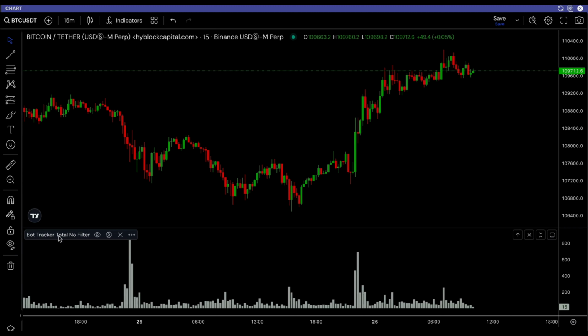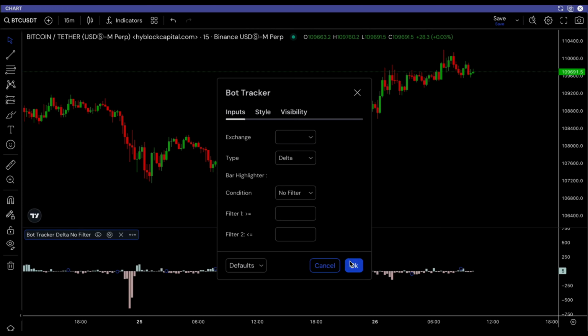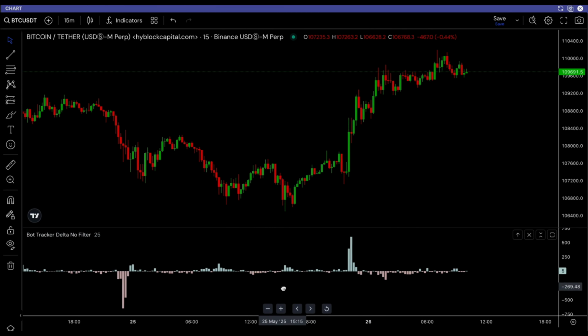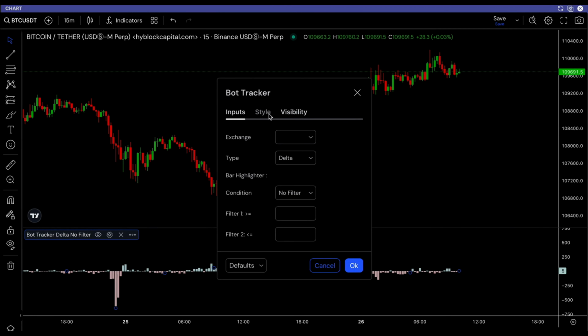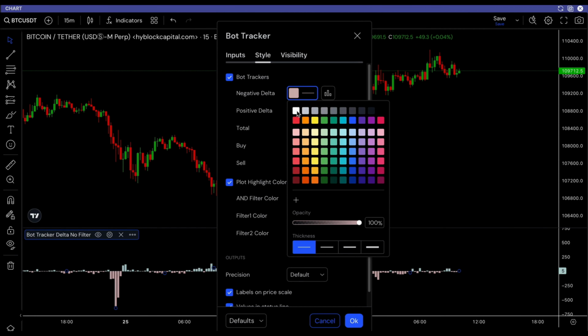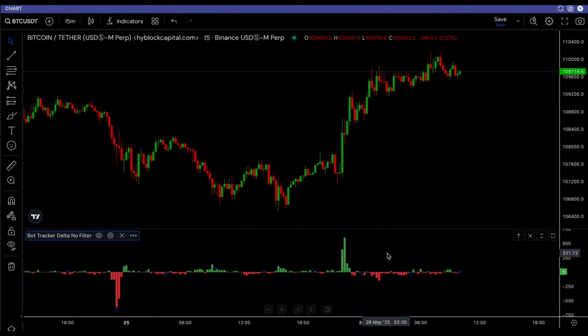So, pay close attention. Head into the bot tracker's settings and look for the type option. Change it to Delta. This mode shows both buy and sell bot-like activity in one combined view. To make it more readable, go into the Style section of the settings. Choose colors that clearly separate positive, buy, and negative, sell activity. This makes the analysis far more visual.